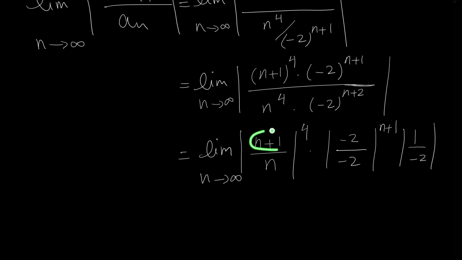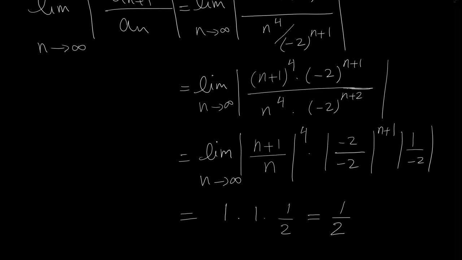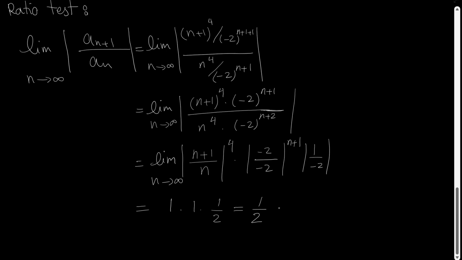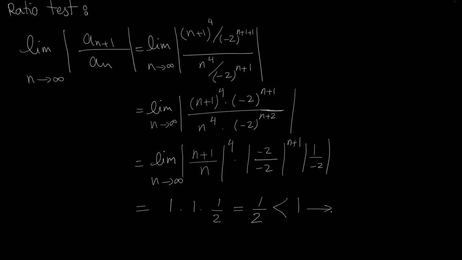And then we have (n+1) divided by n when n approaches infinity. The answer here is 1. 1 to the power 4 is just 4. Sorry, it's just 1. So we have 1 and 1 and 1/2. The final answer is 1/2. Again, by using the ratio test, the answer is 1/2. 1/2 is less than 1, this limit, and we conclude that the series sigma a_n converges absolutely.